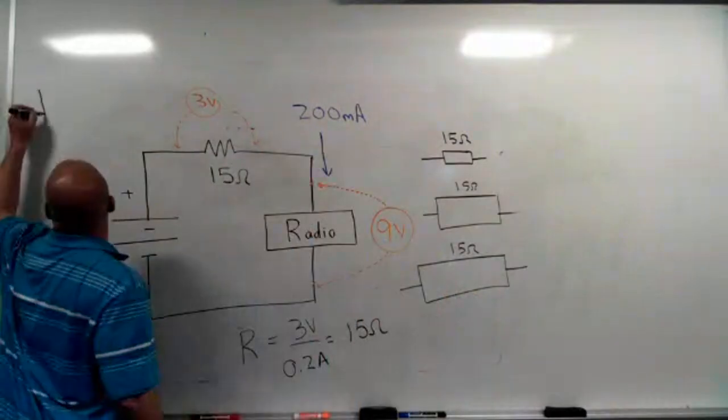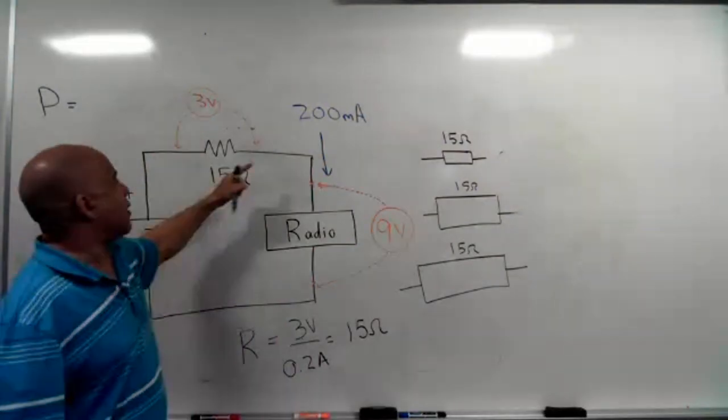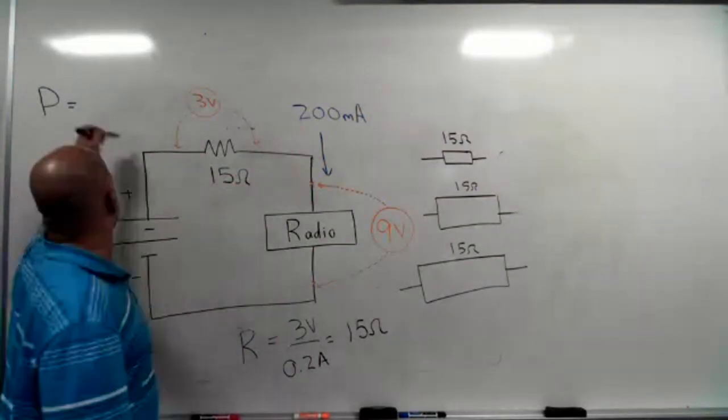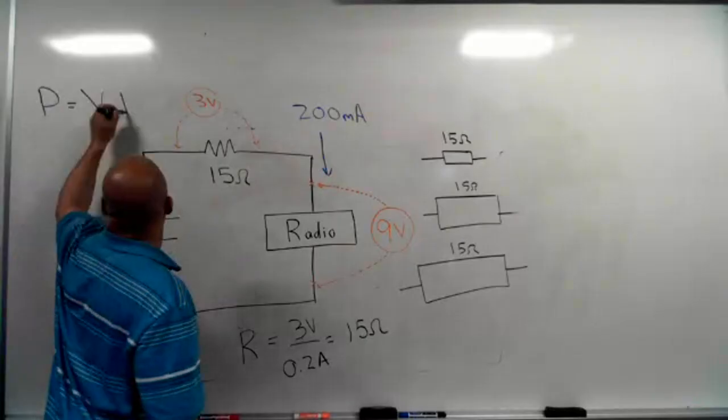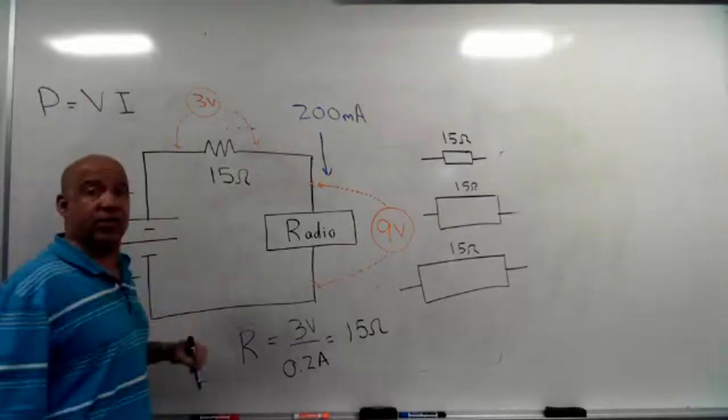P is equal to what? I can use V squared over R. I can use I squared times R. I like to use this one, V times I. You can use any one you want, though. They should all give you the same answer.